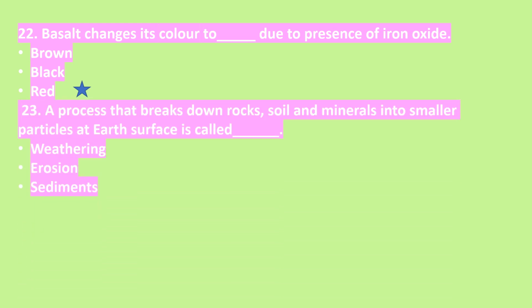Question number 23. A process that breaks down rocks, soil and minerals into smaller particles at Earth's surface is called. So a natural process in which rocks, soil and minerals are broken down into smaller particles at Earth's surface is called weathering, erosion or sediment. So here the correct answer is weathering.